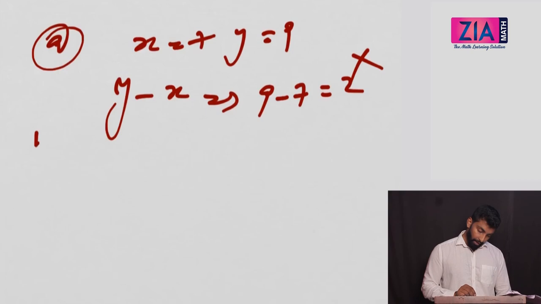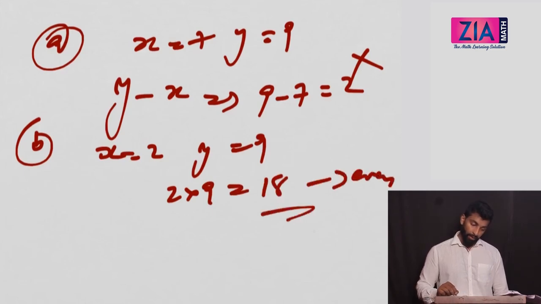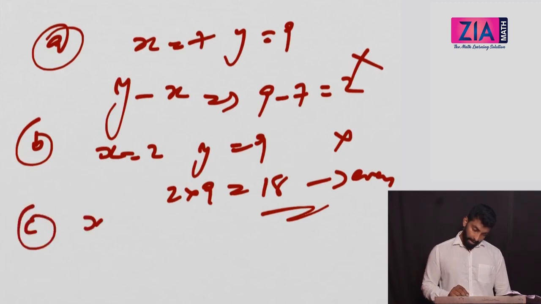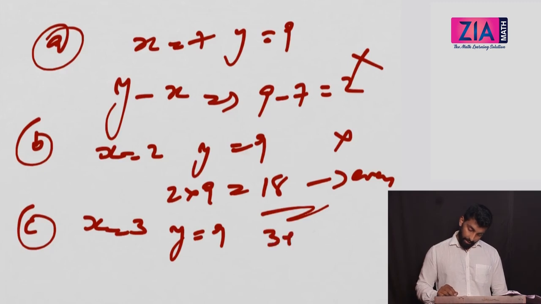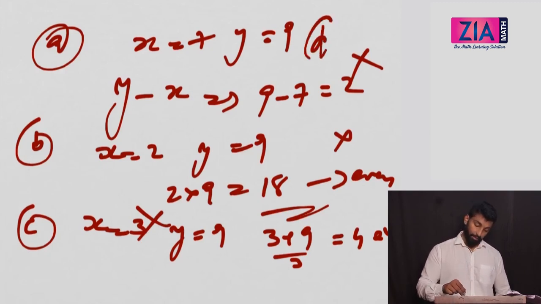Then the second option, if you take B, let's take x is equal to 2 and y is equal to 9, then it is 2 into 9, which is equal to 18, which is again an even number, so this is also not true. Now in option C, you take x is equal to 3 and y is equal to 9. Then (3 plus 9) by 3 is equal to 4, which is again even, so this also is ruled out. What is your answer? The answer for this question is D. D is your answer. You understood?